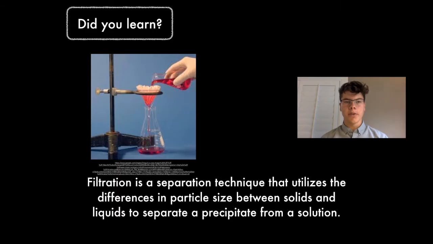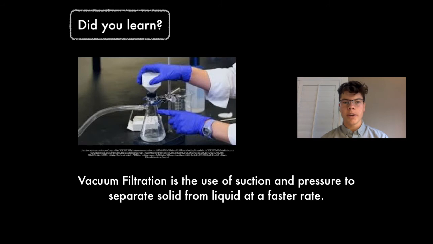And so, did you learn that filtration is a separation technique that utilizes the differences in particle size between solids and liquids to separate a precipitate from a solution? Remember that filter paper has minute holes that allow for these particles to separate. And did you learn that vacuum filtration is the use of suction and pressure to separate liquid from solid at a faster rate? The decrease in pressure within the flask directly causes the liquid to flow through the paper faster. I hope so, and I hope that was helpful.